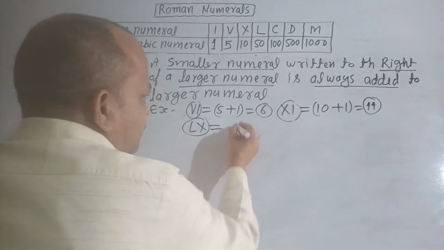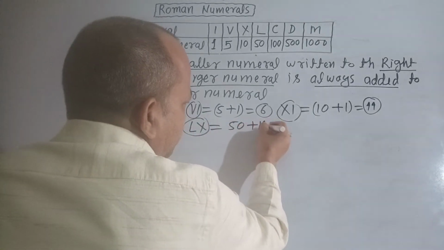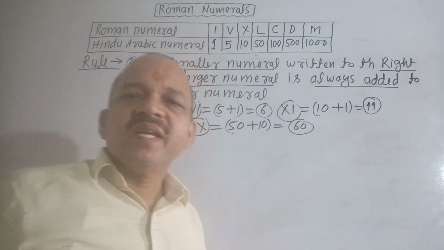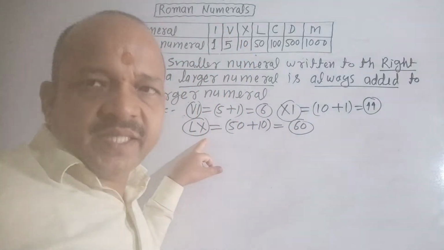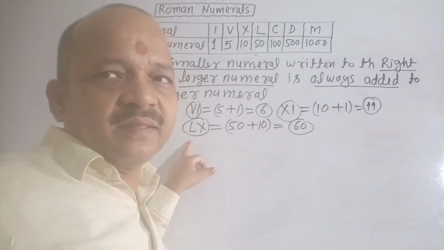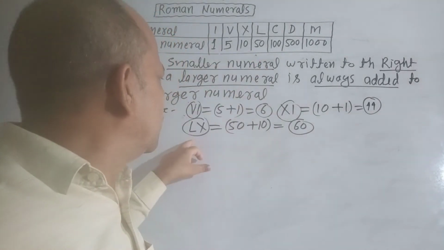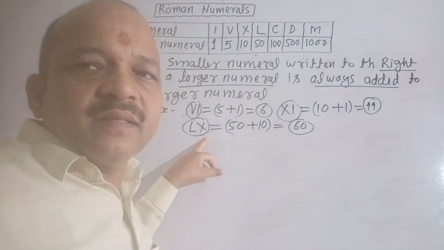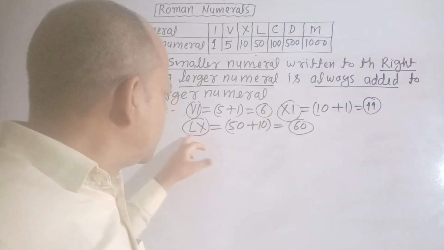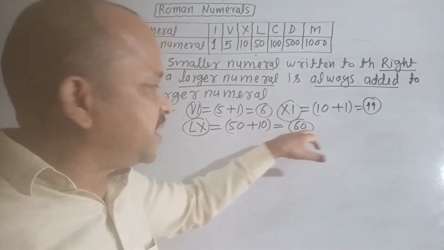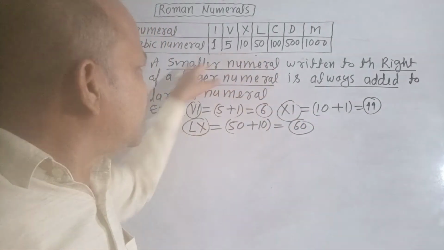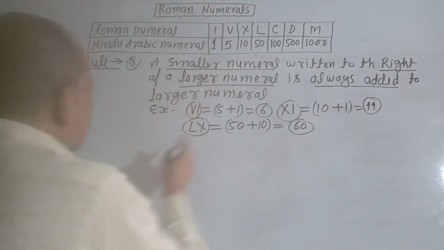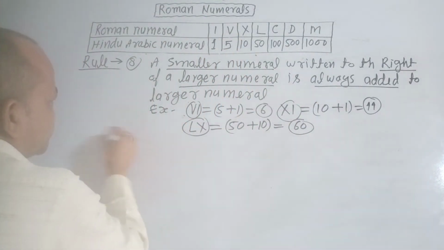LX equal to 50 plus 10 equal to 60. Here X is smaller, L is larger. The value of X is 10, value of L is 50. X is on the right side, so you add it. 50 plus 10 equal to 60. It is clear, no confusion about it. Very good. Next rule number 9.